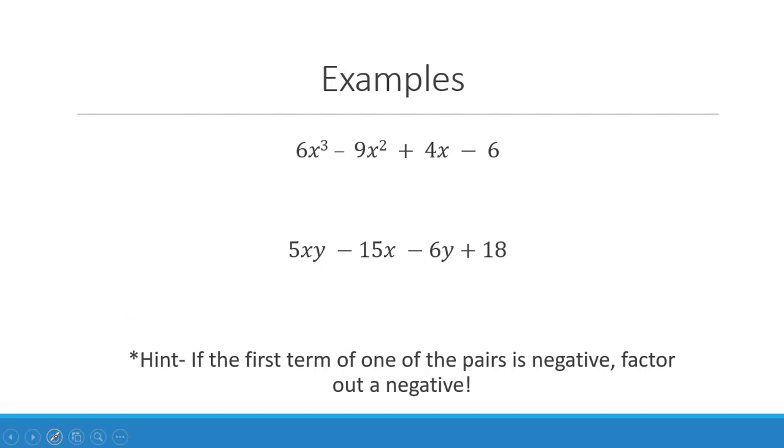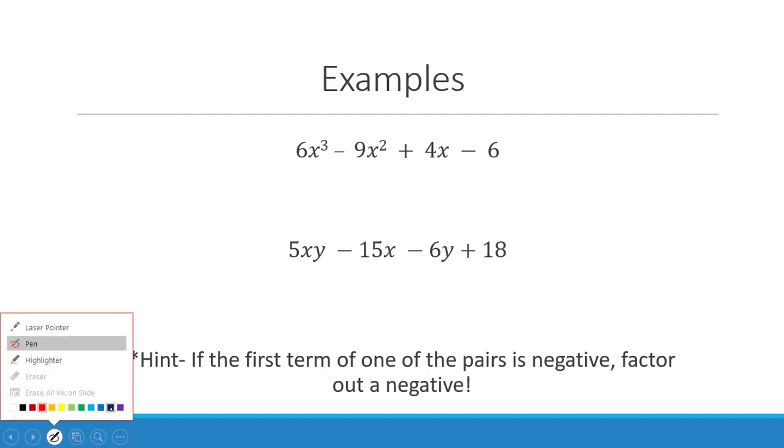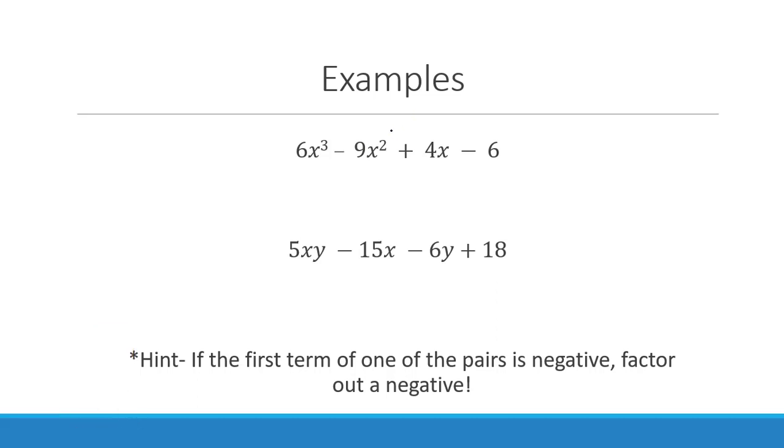This first one here, you've got 6x to the third and minus 9x squared. That would be your first pair. So notice how I divide this. I'm going to split it right down the middle. And then this is going to be my second pair over here. So basically we do the same thing we just did factoring out a GCF. We just have to do it twice.